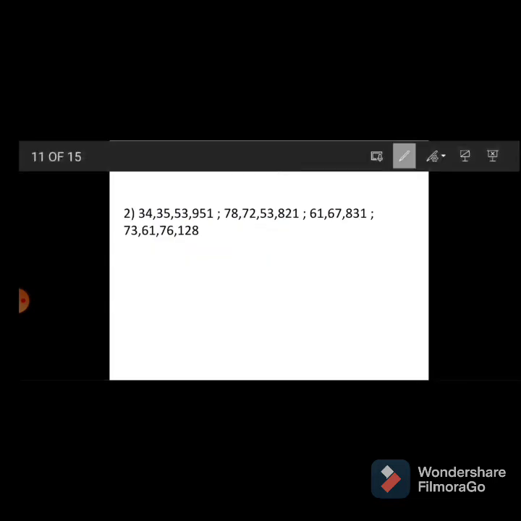See here in second example, first rule, number of digits. Then let's check. First 1, 2, 3, 4, 5, 6, 7, 8, 9. This number formed with 9 digits here. 1, 2, 3, 4, 5, 6, 7, 8, 9. Again 9 digit. Here 1, 2, 3, 4, 5, 6, 7. 7 digit. Here 1, 2, 3, 4, 5, 6, 7, 8, 9. This number again formed by 9 digits.